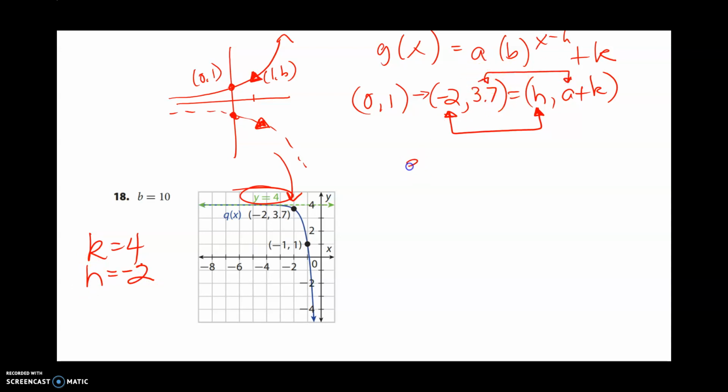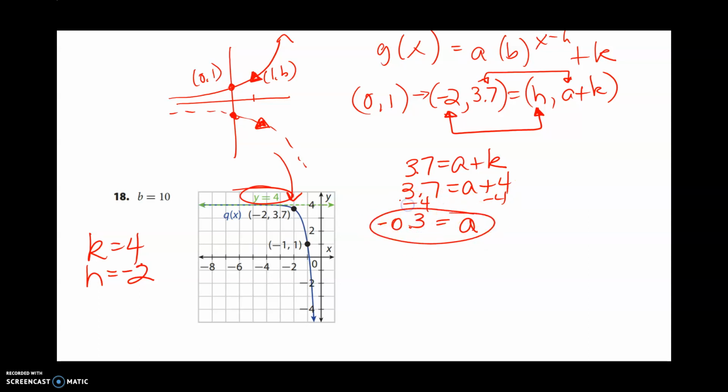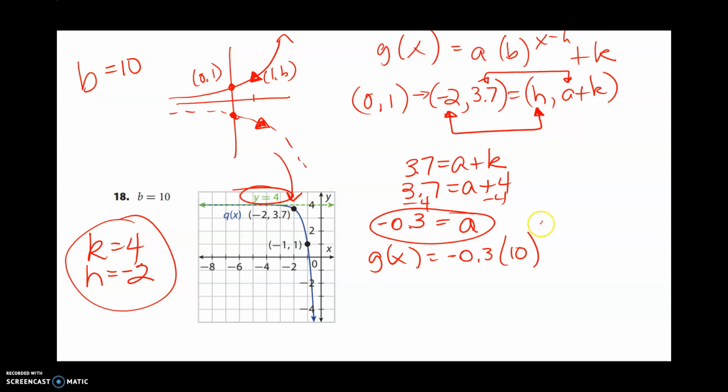So 3.7 equals a plus k. K is 4. So 3.7 equals a plus 4. I'm going to subtract 4. A equals -0.3. So I have everything to write the equation, don't I? g of x equals a. They tell us in 18, I've got to go back to 18, that b is 10. They give that to us. So that's 10 raised to the x minus h plus k.